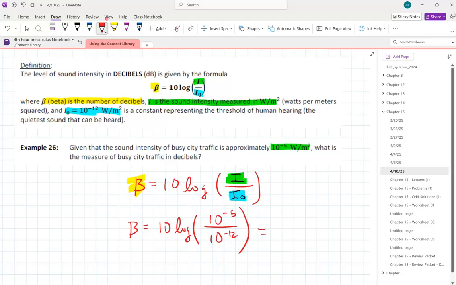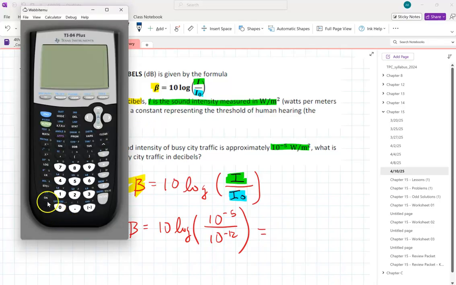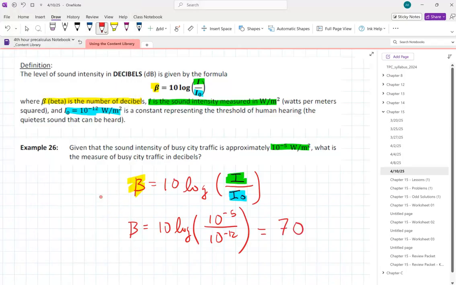And then I'll just go to my calculator. You could do this by hand also, but I'm assuming most of us would want to just type this into our calculator. So we get 70 decibels. Woo! Is that a lot? I don't know.